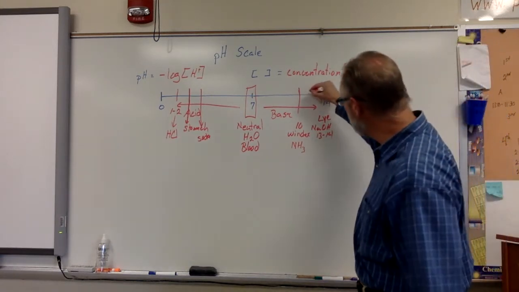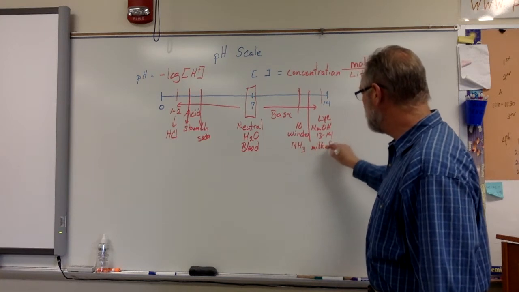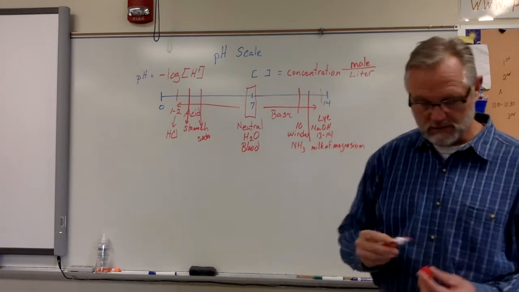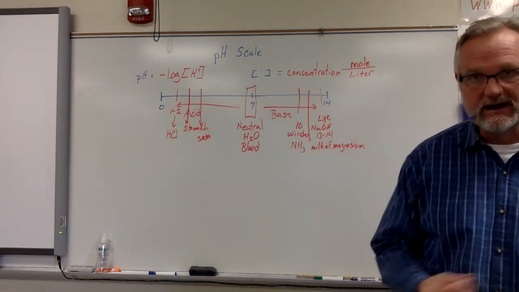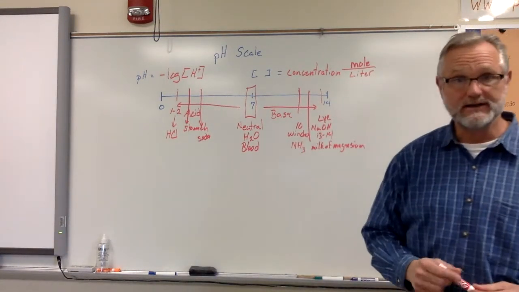Somewhere right around 12 would be milk of magnesia. Most of y'all are going to say, what? Milk of magnesia? This is antacids like a Tums or Pepto-Bismol, milk of magnesia, any of those. That's going to be it.